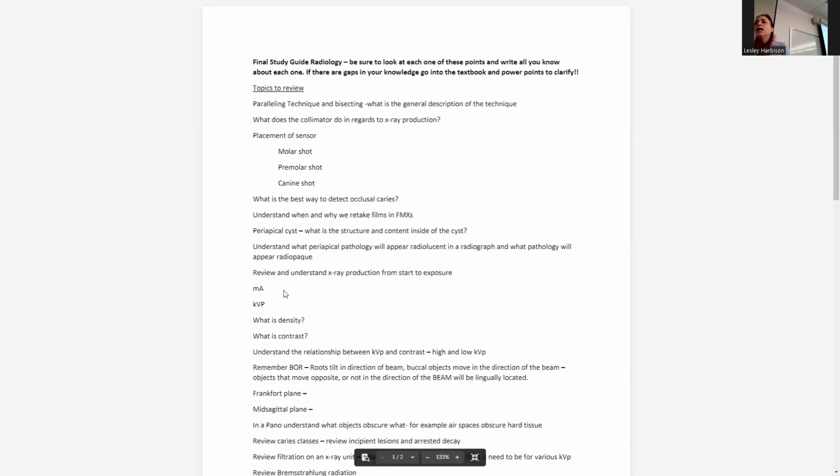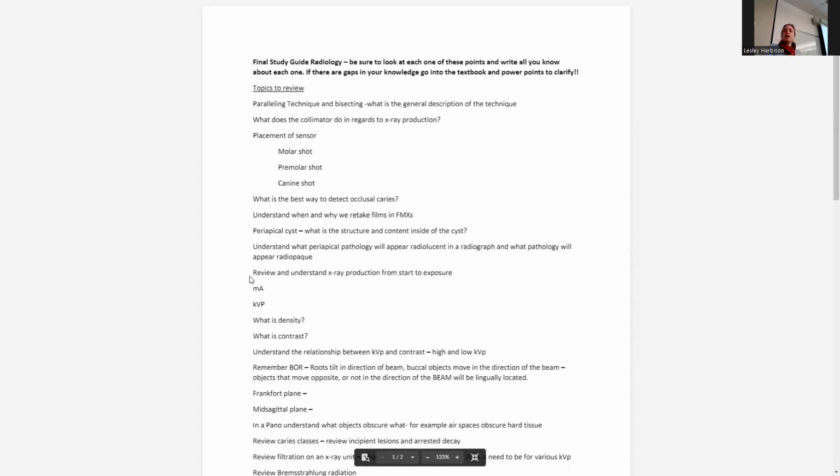So for MA, when we talk about MA, it's quantity over quality, and then also for contrast. Does it affect contrast or does it affect density? And does it affect the number of electrons or the quality of the electrons? Those are the main things for MA that it's going to want you to know. So you just go through and remind yourself about what MA really does in an X-ray tube head.